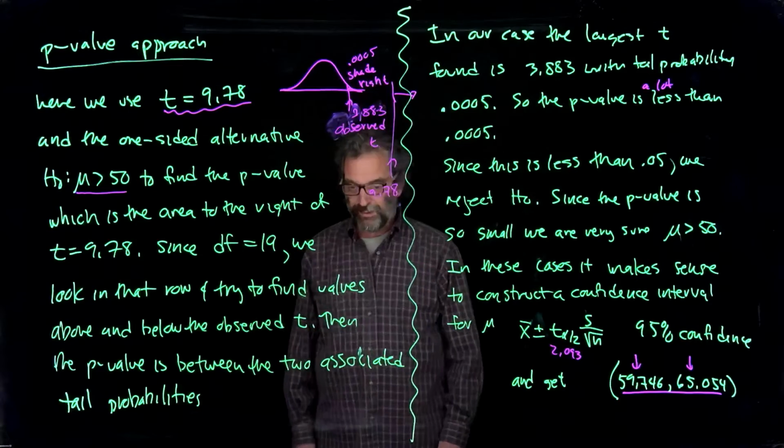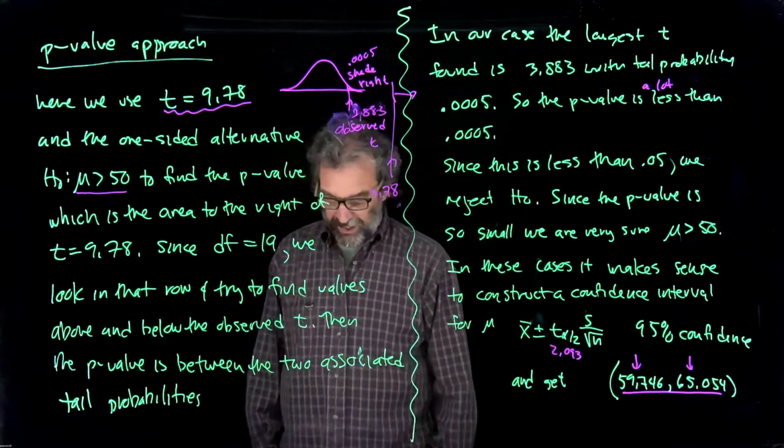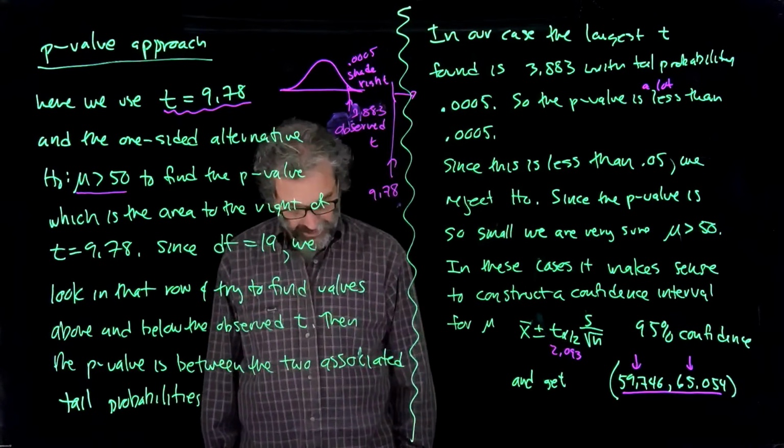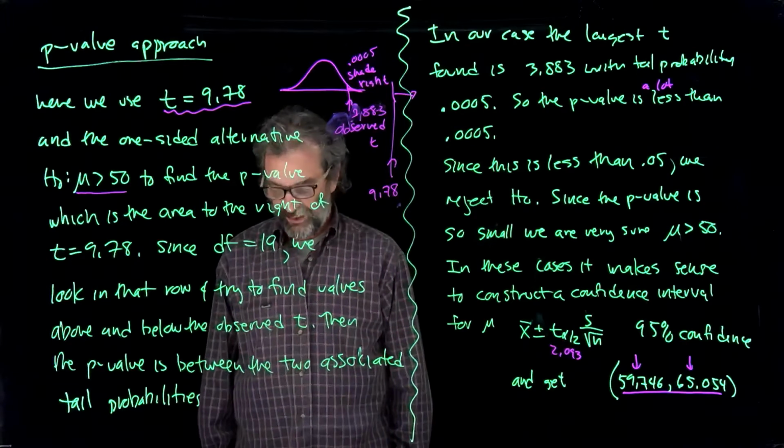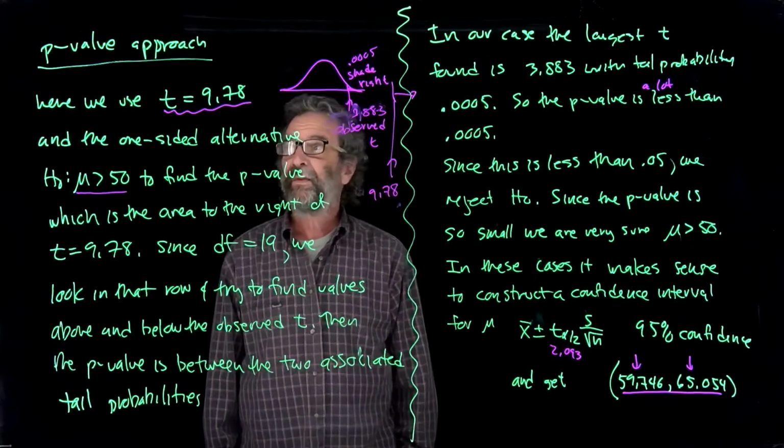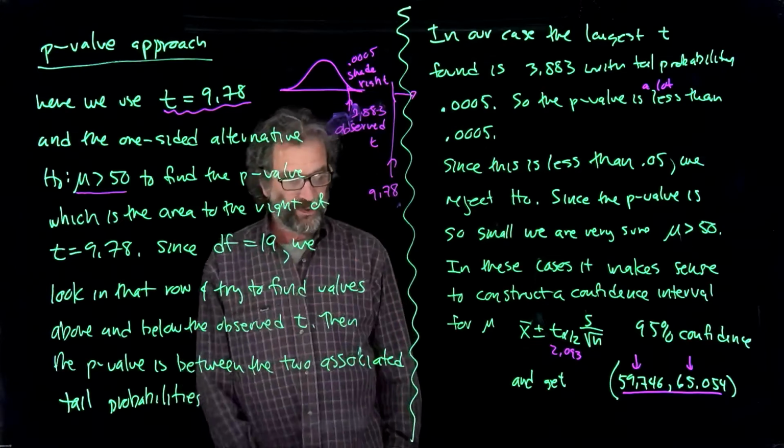So there's the p-value approach, and then we're going to go ahead and do a two-sided test, and then we'll go look at our calculator and see what it looks like on the TI calculator. And that'll finish off this section, but we're not done yet.